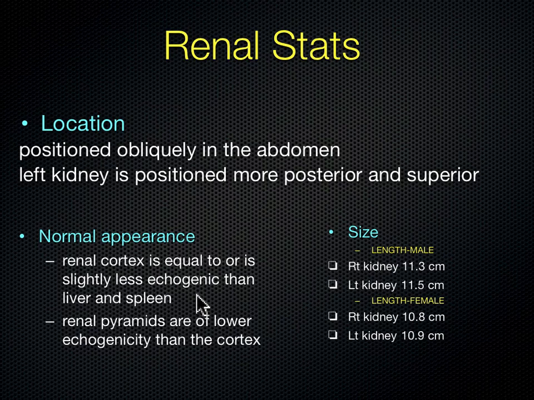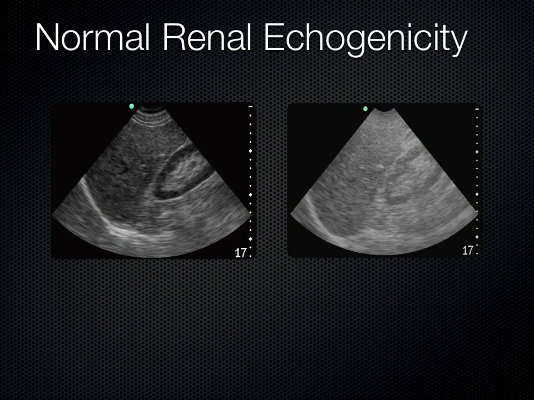And so the left kidney, being closer to the aorta, it gets more of a direct blood supply, so it gets a little bit bigger over time. And so that's why the left kidney is bigger than the right kidney. It's closer to the aorta.